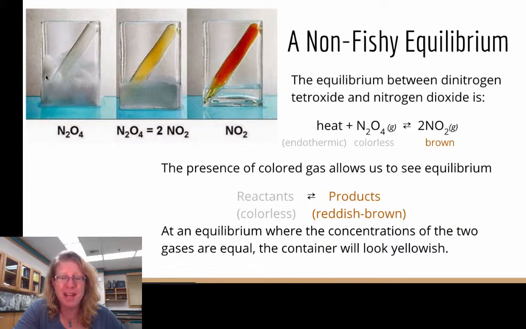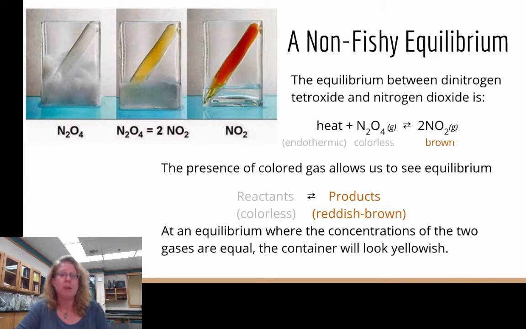Dinitrogen tetroxide is pretty much a clear gas. You can't see it at all. These are little sealed containers that contain just a gas. So this one is N2O4, and it's basically clear. This one over here is what NO2 looks like in its purest form, basically all NO2. And it's this reddish brown color when you see it for real.